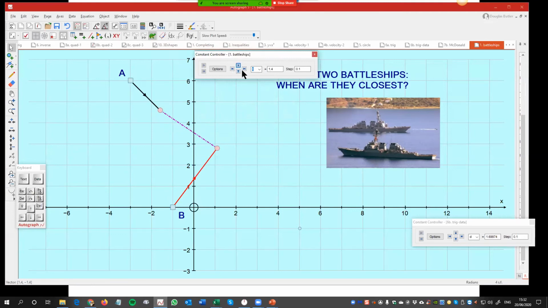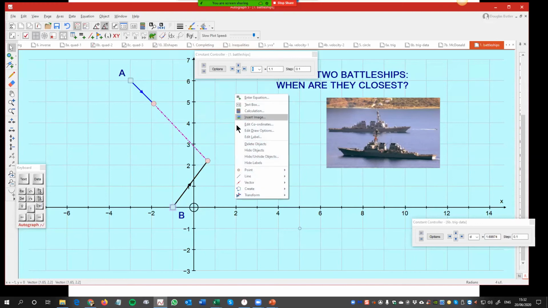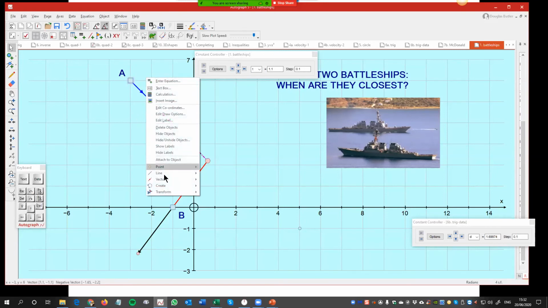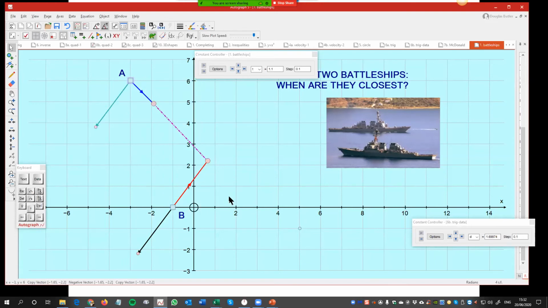So where is it closest? Well, the classic approach to this is to reduce one of the ships to rest. So I'm going to take this vector and this point and right-click vector, negative vector. Perfect. And that vector I'm going to add on to the ship A. Not there, go away. That and that point, and right-click vector, copy vector.